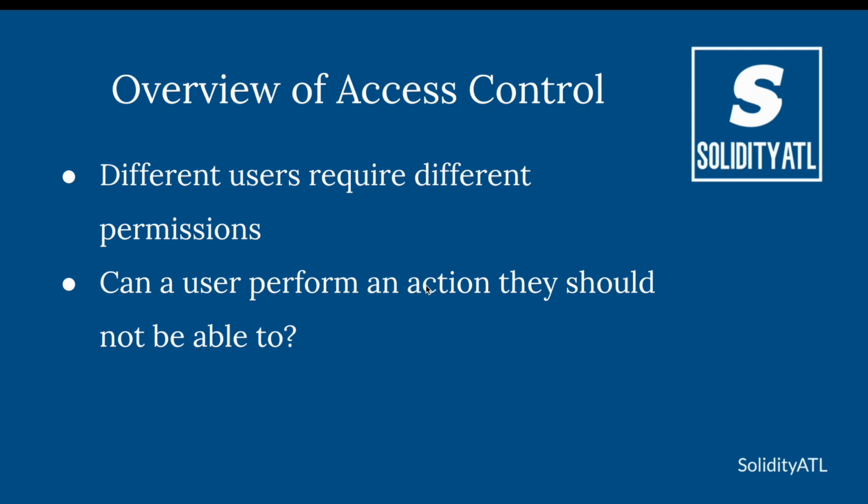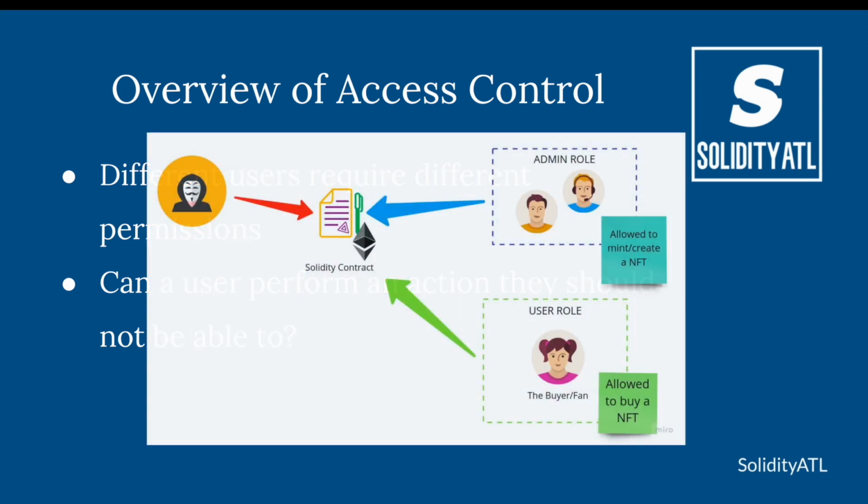All right, so next we're going to talk about access control and exactly what it is. So when you have a protocol, different users require different permissions. A developer may require different permissions than an admin has. An admin may require different permissions than a standard user has. So what I like to ask when I'm reviewing smart contracts is, can a user perform an action they should not be able to? Can I, as a user with supposedly base level privileges, do something that maybe a developer can do? If that's the case, this is probably going to lead to some form of an access control issue.